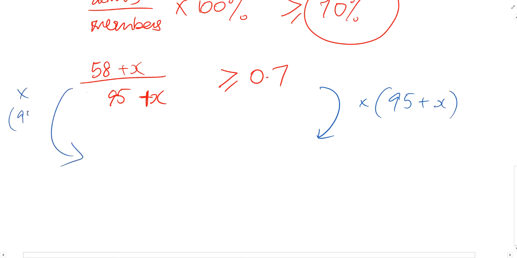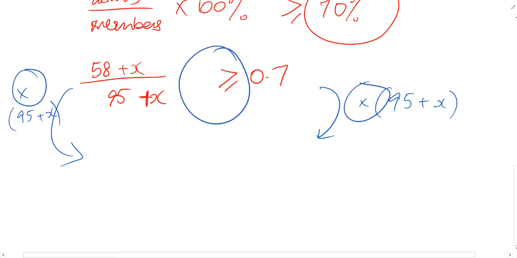Every time you have an inequality and you want to do a multiplication or a division, you need to check whether you are multiplying or dividing by a positive or negative number. If it's negative, you switch the inequality. If it's positive, nothing will change. So is this positive or negative? Positive, right? Because 95 is a positive number, x is positive also. Positive plus positive must be positive. So no problem, I can do a multiplication.